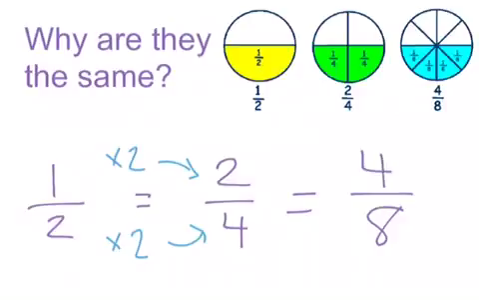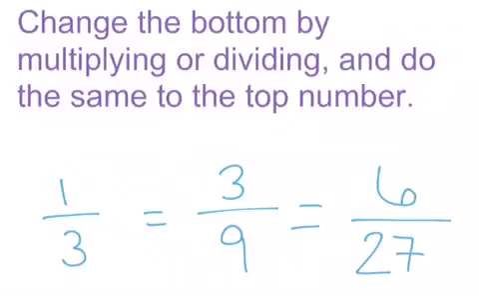Same thing again, if we times 2 by 2, we're going to get 4. And if we times 4 by 2, we're going to get 8. So changing both the bottom and the top number by either multiplying or dividing, and doing the same to the top number, that is how you get equivalent fractions.